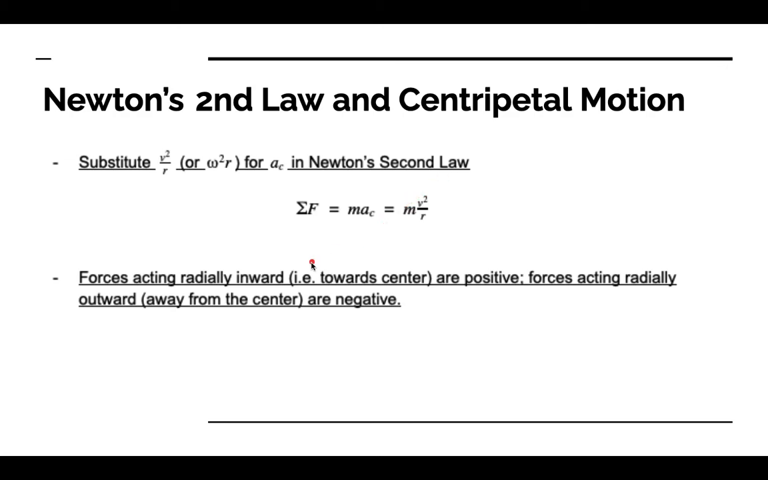The second thing is now we're going to set up our coordinate system. In this case, forces that are acting radially inward, aka towards the center of our circle, are going to be positive, and forces that are acting radially outward, aka away from the center, are going to be negative. So that's how we're going to treat forces in our new coordinate system, okay? The problem solving process from Unit 2 still applies, but we now need to make these two caveats for Newton's second law problems involving centripetal motion.